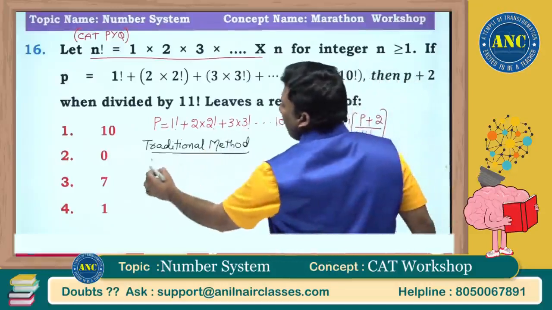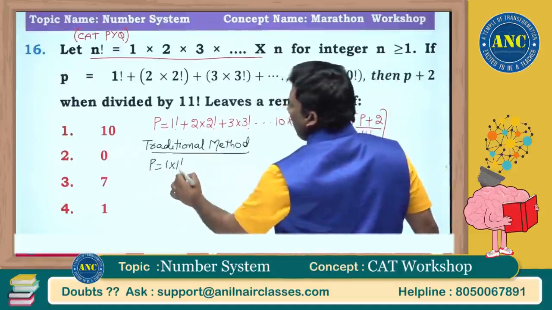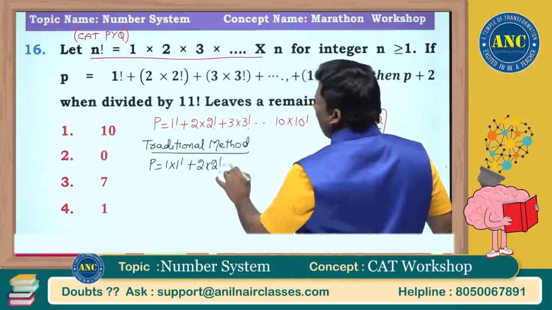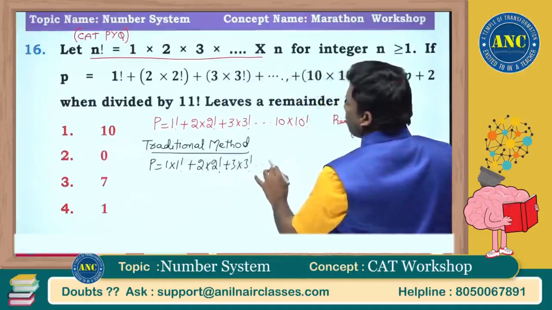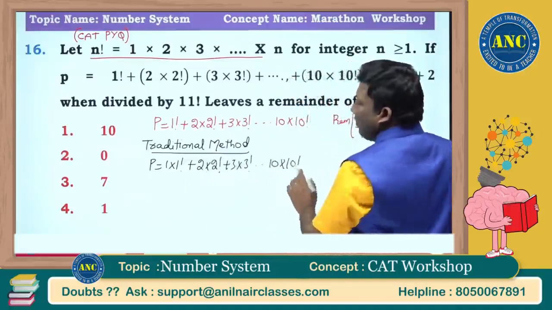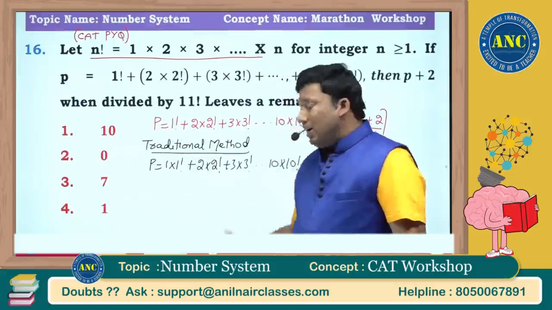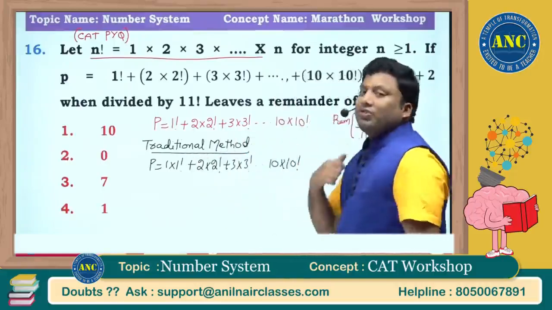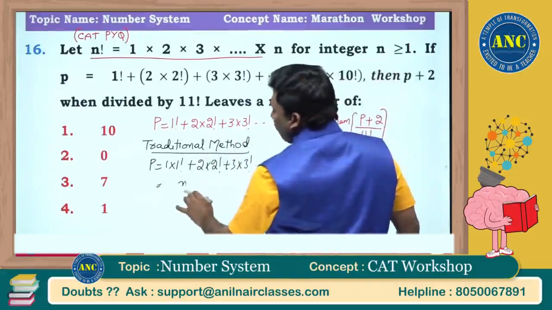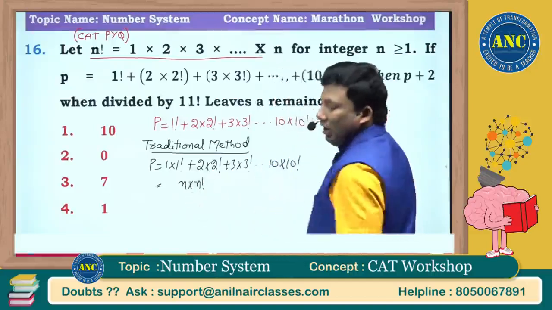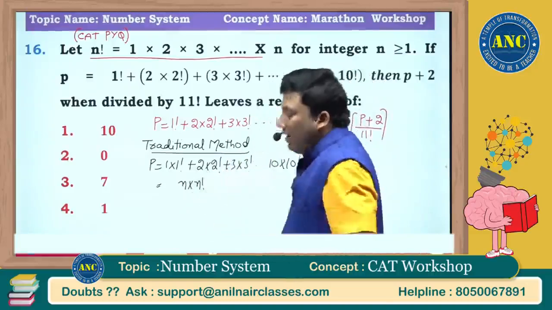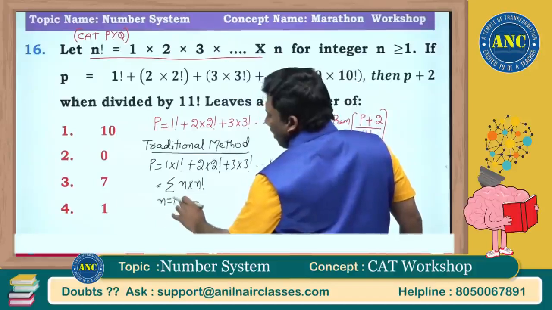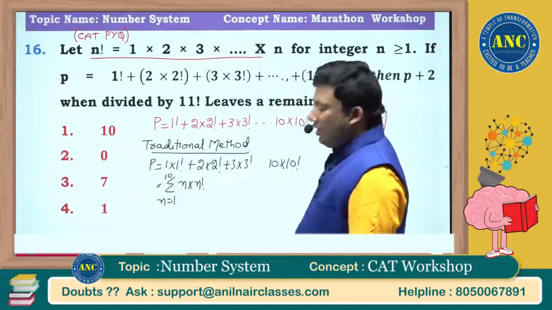If you observe carefully, 1 factorial is 1. So 1 into 1 factorial, 2 into 2 factorial, 3 into 3 factorial and so on up to 10 into 10 factorial. Observe the first term, 1 into 1 factorial. Second term, 2 into 2 factorial. Third term, 3 into 3 factorial. 10th term, 10 into 10 factorial. So the nth term is given by n into n factorial. These terms are getting added, so it is a summation, with n starting at 1 and ending at 10. I hope it is clear.